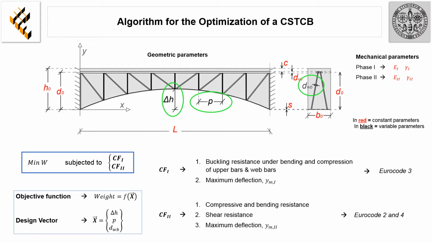The constraint functions require specific design criteria for phase 1 and phase 2 to be satisfied. In particular, the constraint functions concern, for the first phase, the buckling resistance under bending and compression of upper bars and web bars, and the maximum vertical displacement at the midspan. For the second phase, the compressive and bending resistance, as well as the shear resistance, and the maximum deflection at the midspan under the loads of the second phase. To set the constraint functions, we refer to Eurocode 3 for the first phase and to Eurocode 2 and 4 for the second phase.